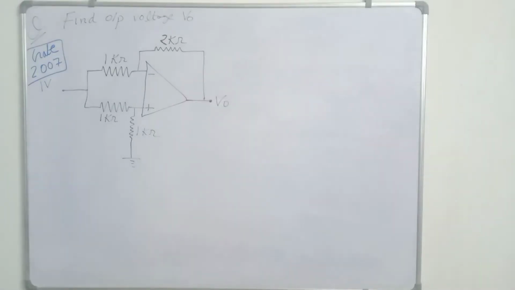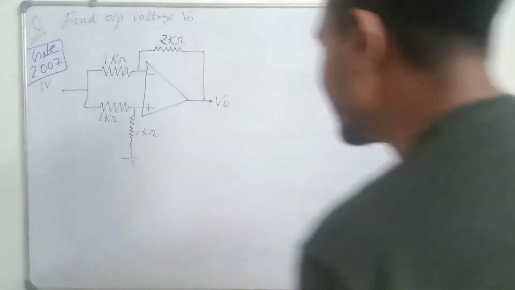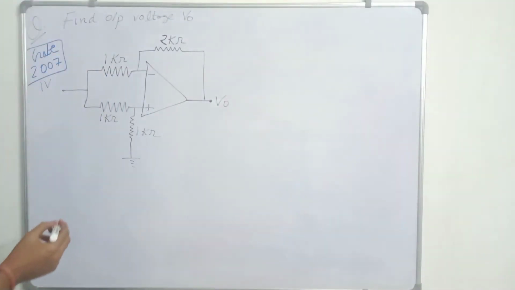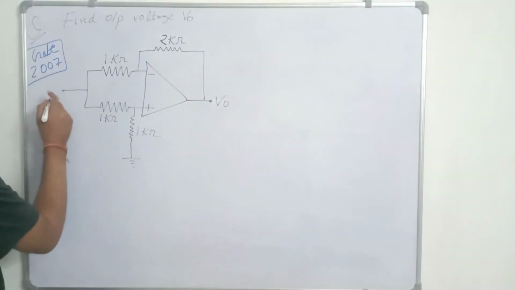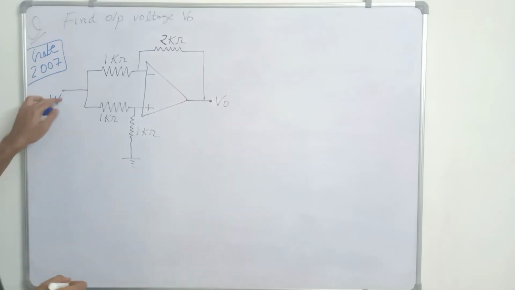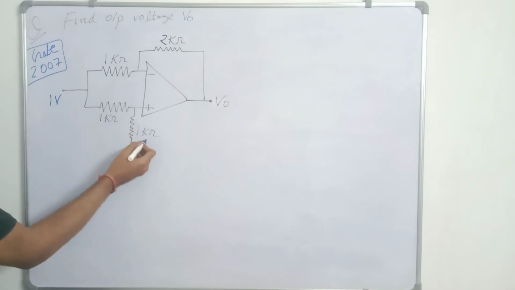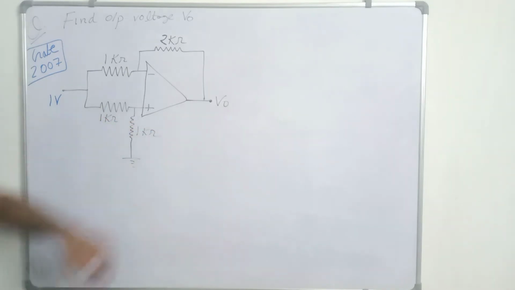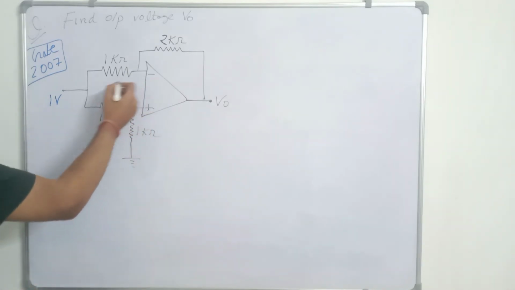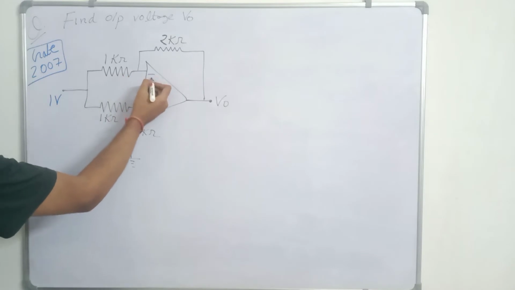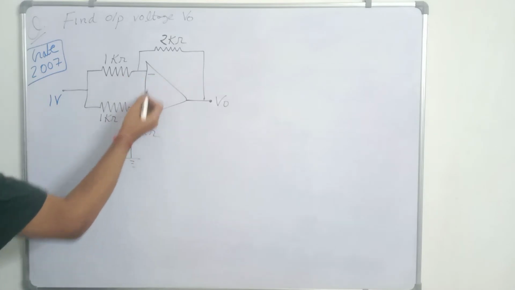This question is from GATE 2007 electronics branch and we have to find the output voltage V0. So there is 1 volt given as the input to the op amp, and this is a 1 kilo ohm resistor, a 2 kilo ohm resistor, this is 1 kilo ohm, this is 1 kilo ohm, and this is the output voltage. So voltage is applied at both the non-inverting terminal and the inverting terminal.